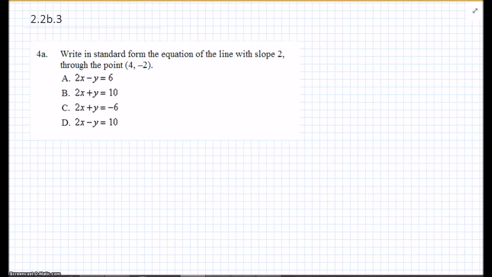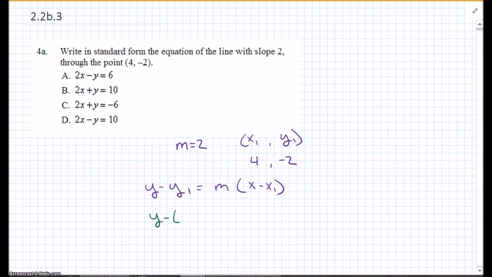Write in standard form the equation of a line with a slope of 2. So our m value is 2. And remember our point x1, y1, with the point 4 and negative 2. So the point-slope equation is y minus y1 equals m times x minus x1. Just plugging in the values: y minus negative 2 equals 2 times x minus 4.